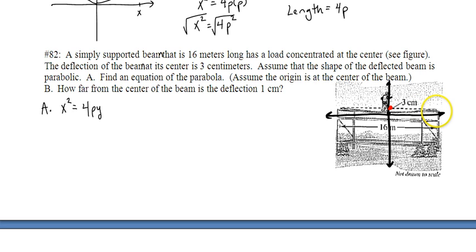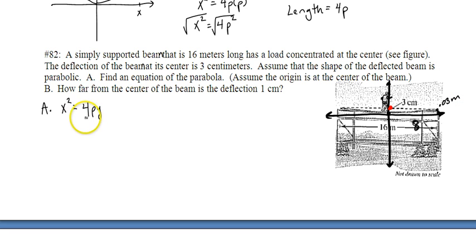We can say that we know that here is a point on our parabola. So this point on our parabola would be 8 meters if we go from our center. So here would be 8. And if this is 3 centimeters, we have to convert everything to meters or centimeters. I'm going to use meters. 3 centimeters in terms of meters, does anybody know what that is? That is 0.03 meters. So this point, actually, I'm going to write it over here. The deflection here would be 0.03 meters.